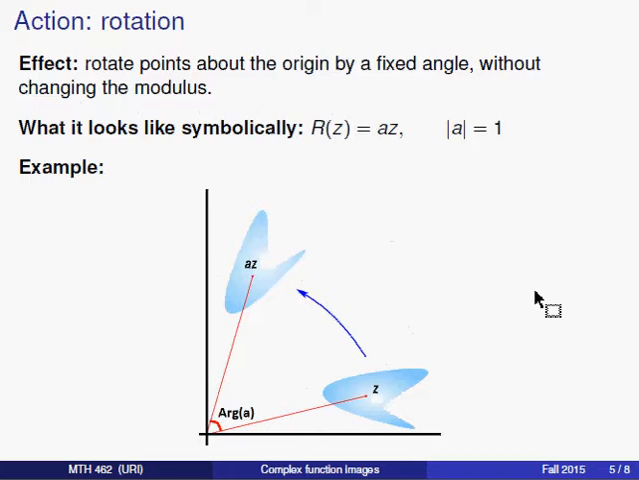The next type of action is a rotation, which is exactly what it sounds like, with the understanding that the rotation always happens with respect to the origin. So we're going to imagine that every point is joined to the origin by a rigid rod, and we're going to just pivot or swivel that rod around the origin by a certain amount. Symbolically, rotations happen when you multiply a complex variable z by a complex number a, and that complex number a has modulus exactly equal to 1. Under those circumstances, the amount that you rotate everything by is determined by the argument of that complex number a.